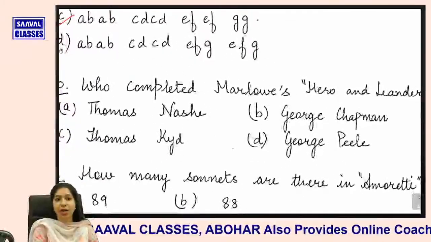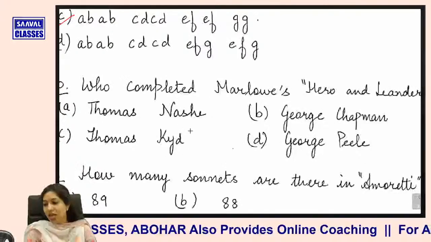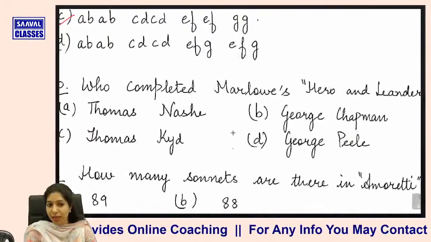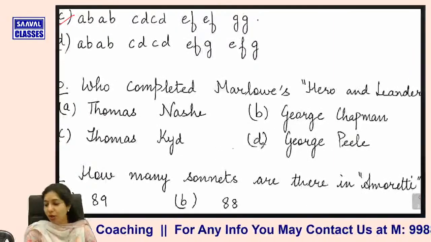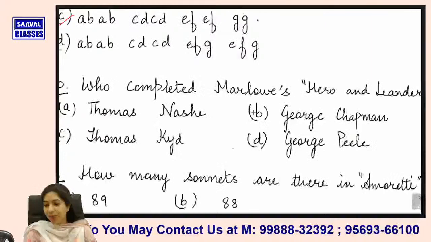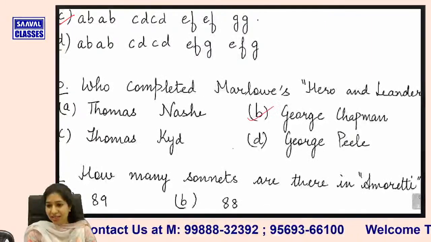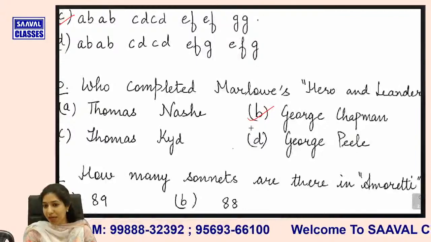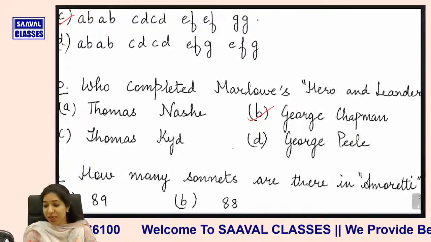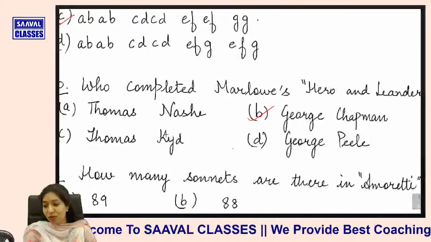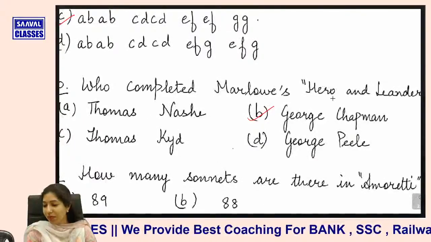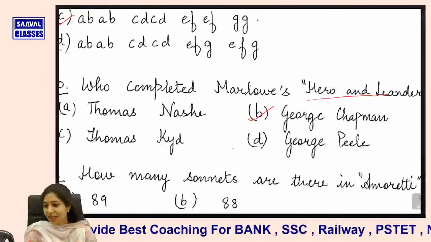Who completed Marlowe's Hero and Leander? Thomas Nash, who helped Marlowe to finish Hero and Leander? George Chapman, Thomas Kyd, or George Peele? So, the correct answer is option number B. Yes, it was completed by George Chapman. Thomas Nash also completed one work of his, hai na? So don't get confused, theek hai? That was a drama, and this is a poem, Hero and Leander, theek hai?